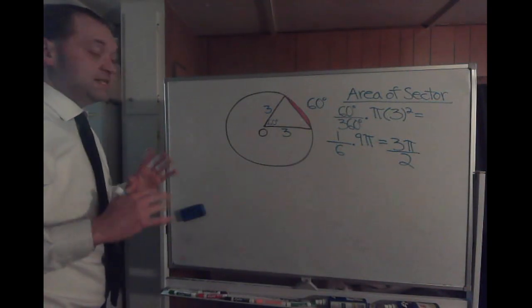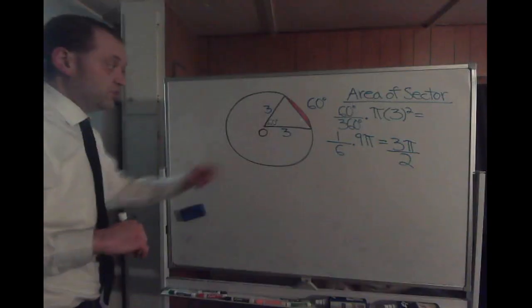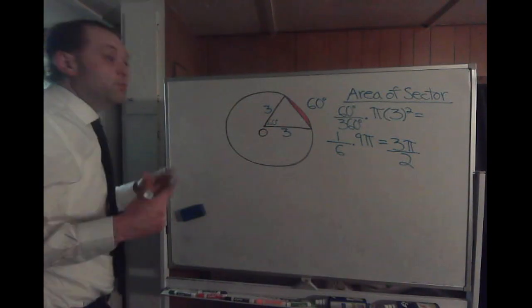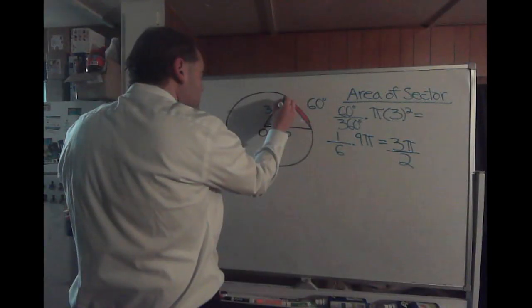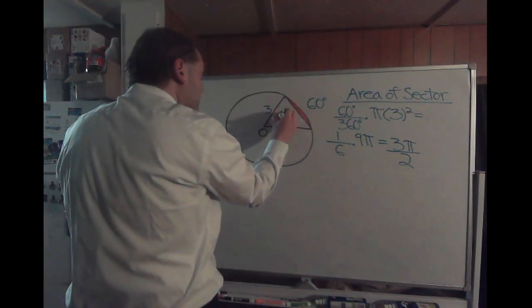Now we may move on to the area of our triangle. We don't know the height, but we know the base. Well, we have to draw an altitude, right? In order to get the height of the triangle, since this is an acute triangle.